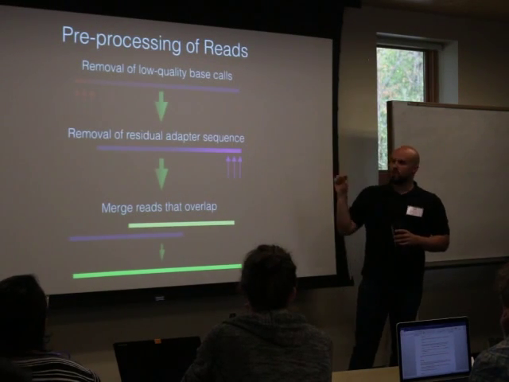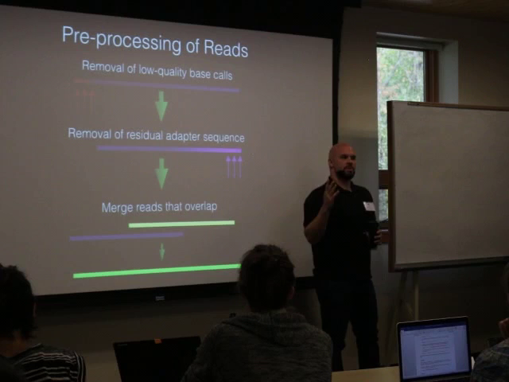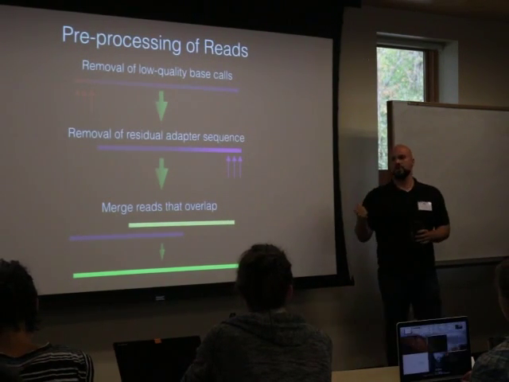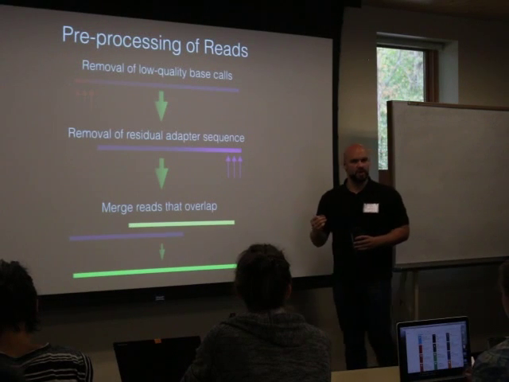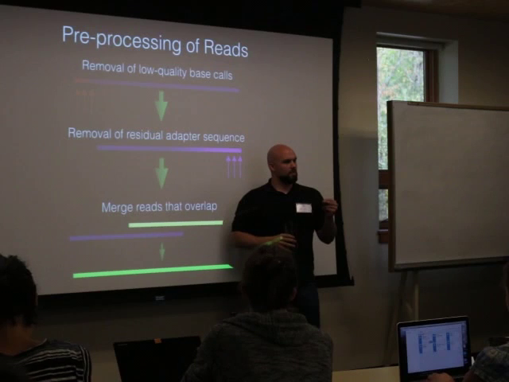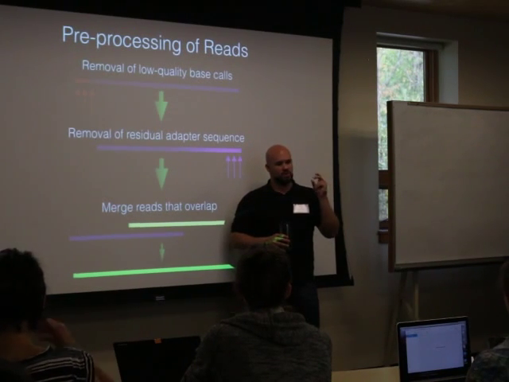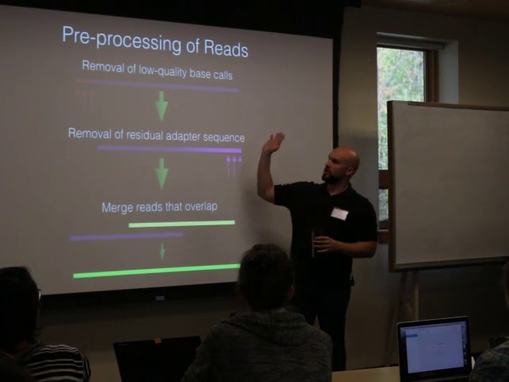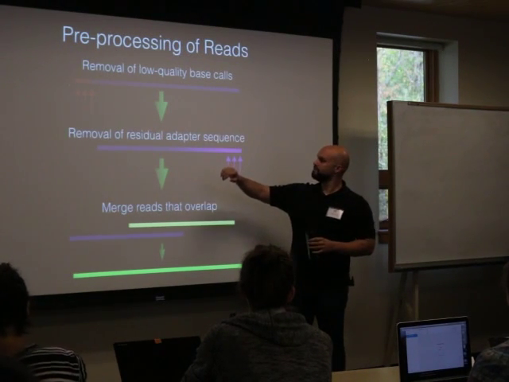So by low quality base calls, I mean for every single position in your reads, you also get quality scores associated with it, and those quality scores give us some measure of competence, I should say, about how the machine thinks that that particular base is called correctly. So we can go through and remove anything that we lack confidence in.